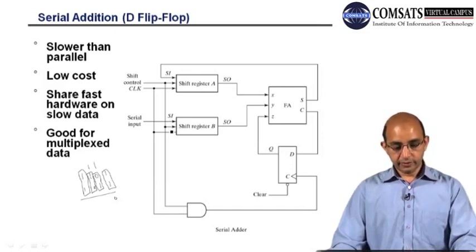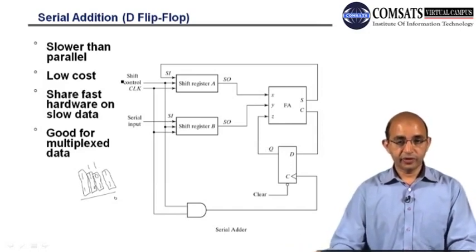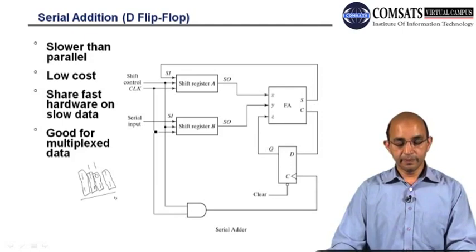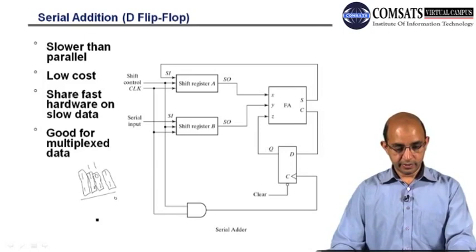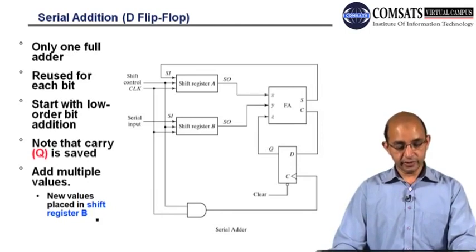Okay, so there are certain advantages. Although we are adding each bit, or we can say corresponding bits, starting from 0, 1, 2, 3, right? So it means although the cost is low, it is a bit slower, we have to wait, right? So these are the different advantages and disadvantages of this serial adder, right?